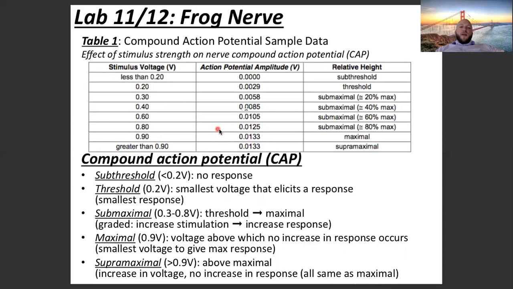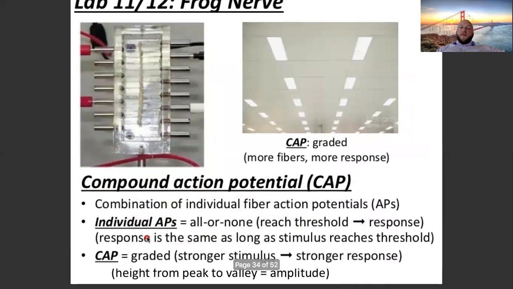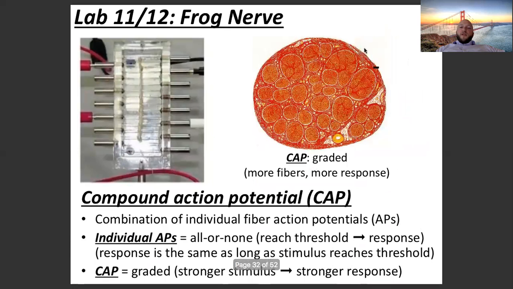So once we hit a voltage where no increase in signal sent occurs, we're going to call that the maximal voltage, that lowest value that gets the max amount of signal sent. What's happening physiologically at that maximal point is every single axon is reaching threshold. The maximal voltage is the voltage required to get every single axon within the sciatic nerve to send that signal. And anything above it, you're still going to get every axon sending the signal.